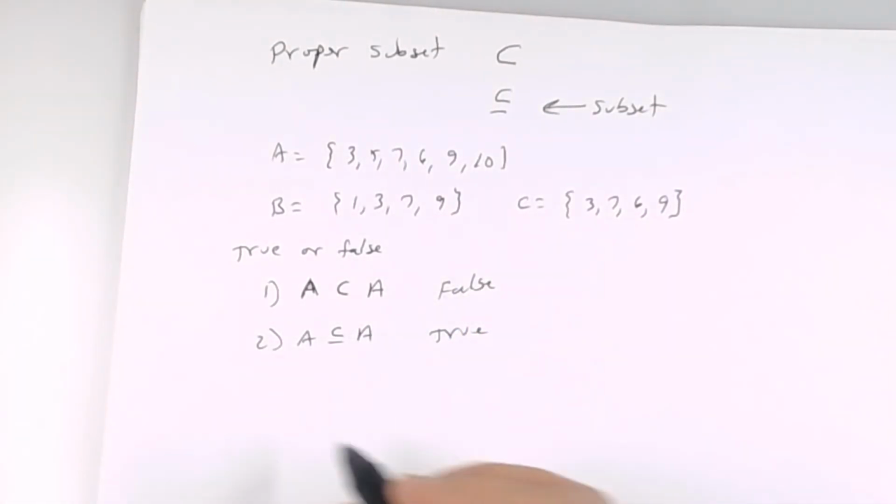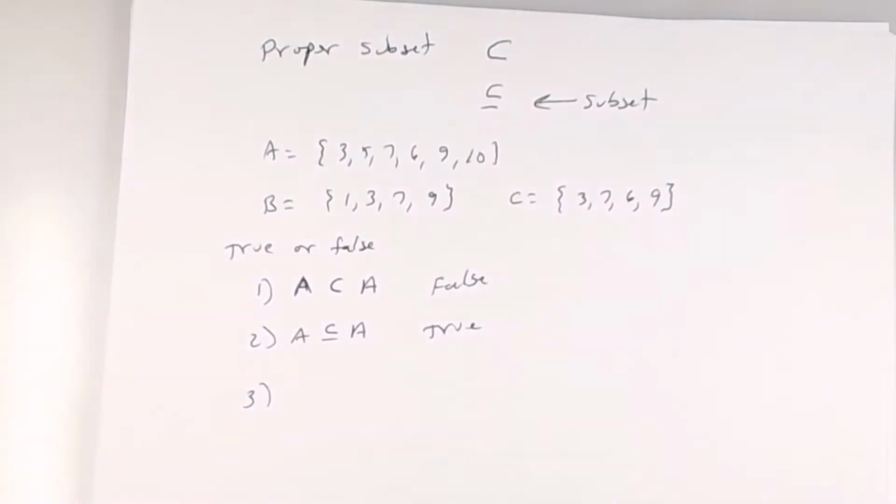Okay, number three. Now we know what proper subset means. We know what subset means. Proper subset just means that a set A is a proper subset of set B if all of A is in B and they're not the same set. Okay? So look at these examples.